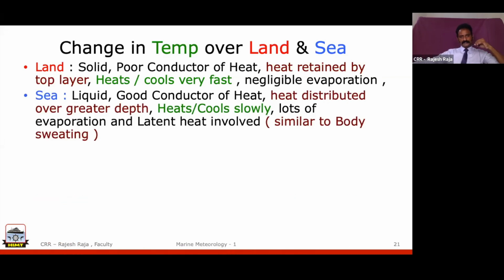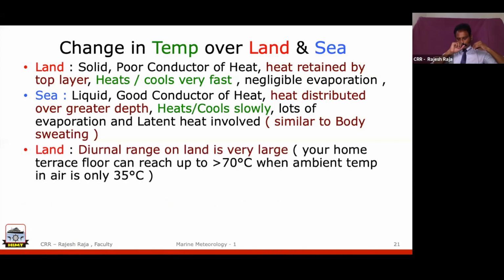Look at the sea: liquid, a good conductor. That means heat will be transferred within. It will be distributed over greater depths. It heats and cools slowly. Why? Because of this distribution. But a lot of evaporation happens and latent heat is involved. So there is a difference between land and sea.